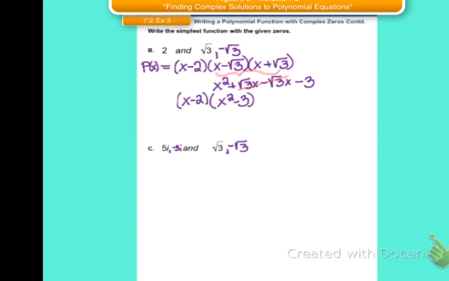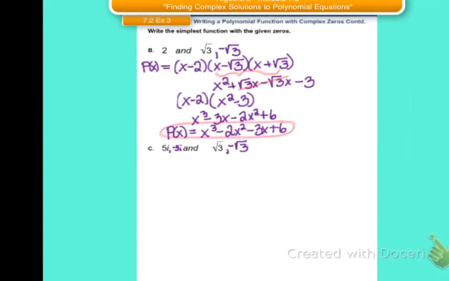So if I distribute that x minus 2 through, I have x times x squared, that's x cubed, x times minus 3, which is minus 3x, minus 2 times x squared is minus 2x squared, and minus 2 times minus 3 is plus 6. And then put that in standard form to get my polynomial: x cubed minus 2x squared minus 3x plus 6.